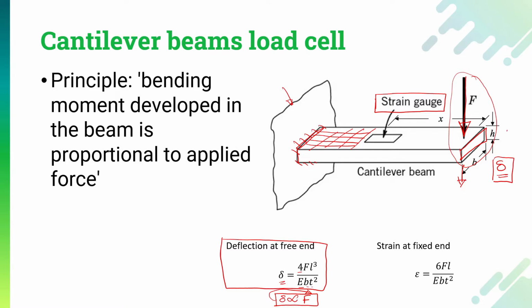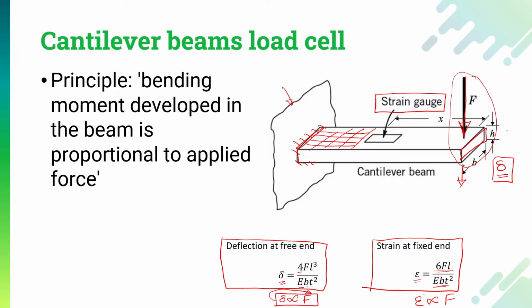Now a strain gauge principle is also a very unique principle. I will explain it in the next slide, but just try to understand this strain that is developed over here is also a known value, because I can identify this value using this specific equation. The strain at the fixed end, epsilon, is equal to 6FL divided by EBT square. So whenever I apply the force at the free end, the beam will develop a strain at the fixed end which is directly proportional to the force. This is the basic principle of working for the cantilever beam.